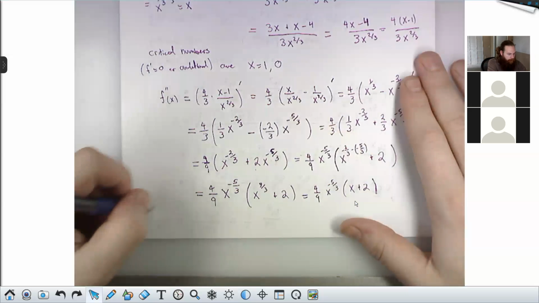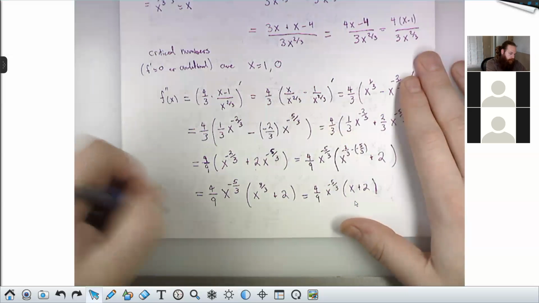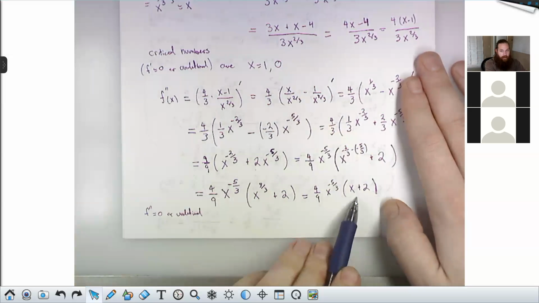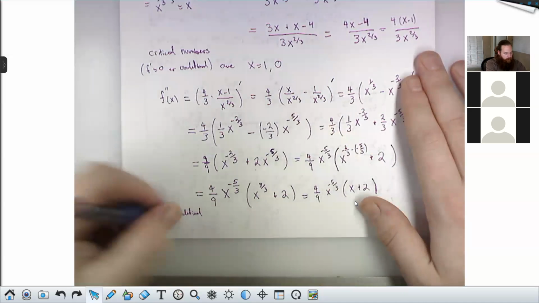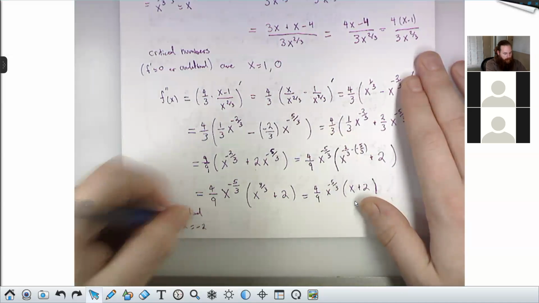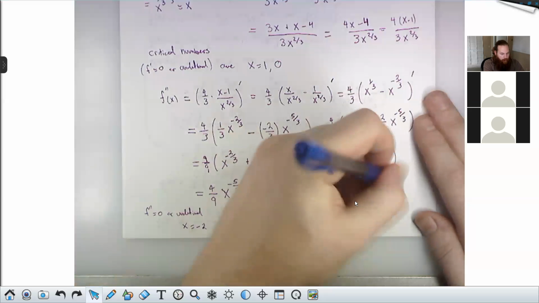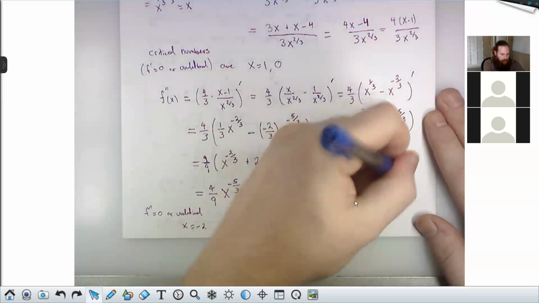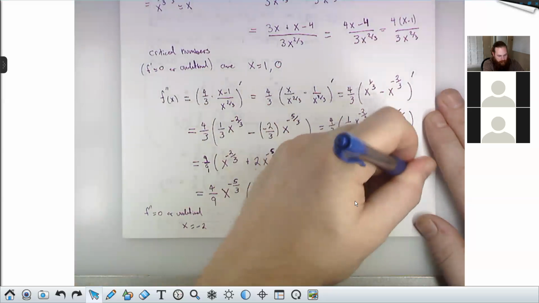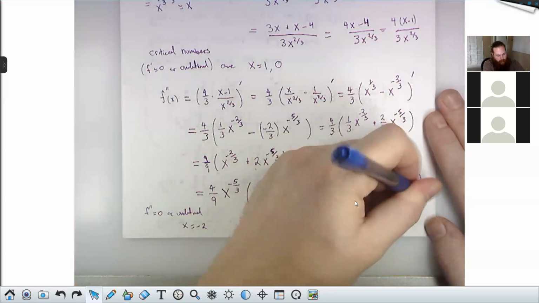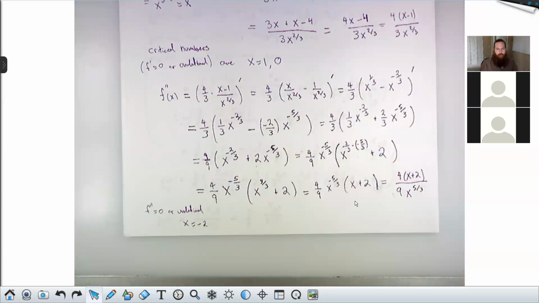So places where f double prime is equal to 0 or undefined are going to be at negative 2 from this factor and 0 from this factor. This factor really belongs downstairs. If you want to write this as a neat fraction like we have there, it's 4 times (x plus 2) over 9 times x to the 5/3. So if you wanted a fully simplified second derivative written as nicely as possible, it's this.